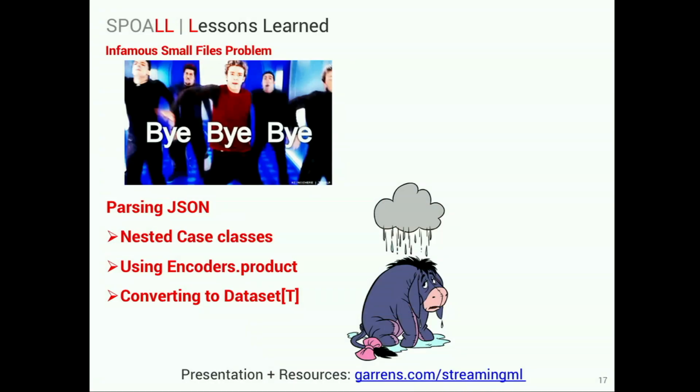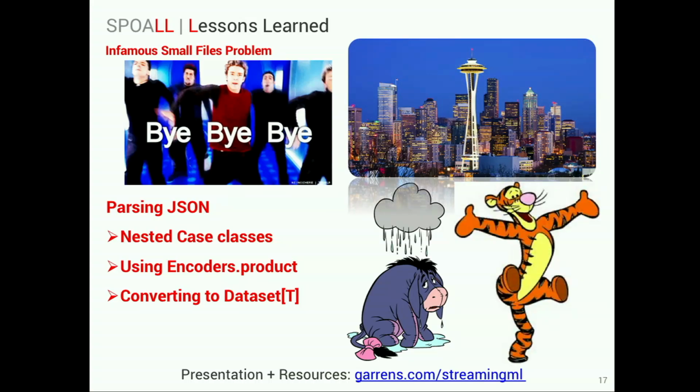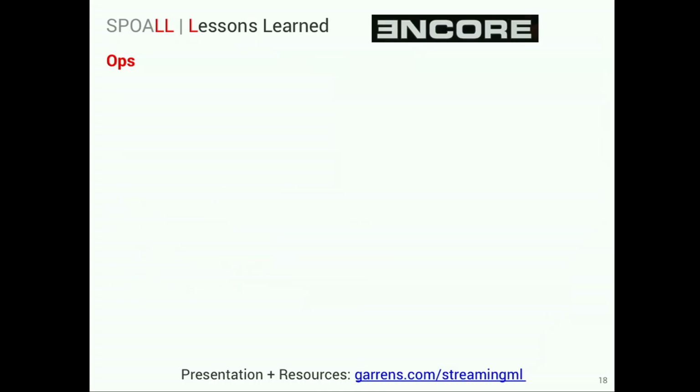So this is Eeyore. He's really sad because he doesn't like to parse JSON. And he's from Seattle, because obviously the rain cloud, if you didn't get that. But let's make him Tigger. Like I said, I got a little visual happy.